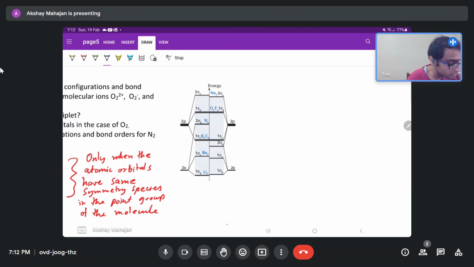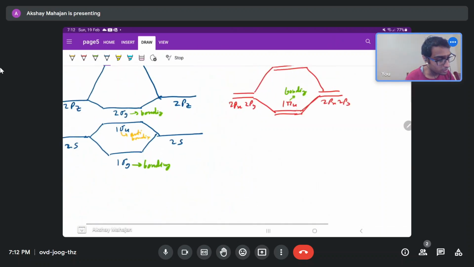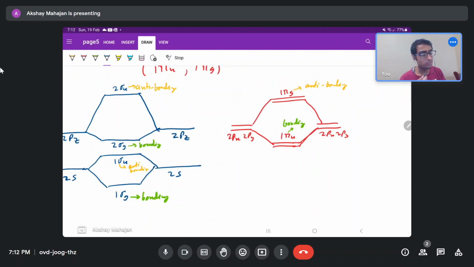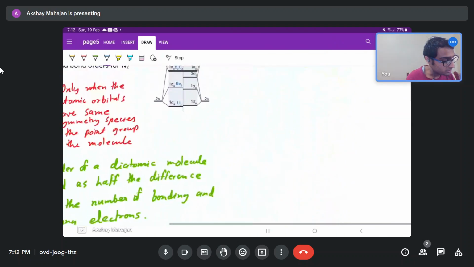Like there will be sigma g, which is the most bonding orbital, and it has most of the contribution from. Okay, it looks like the contributions are from 2s only, but actually the contributions come from all the orbitals, as has been shown here.